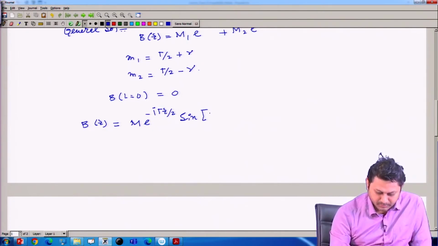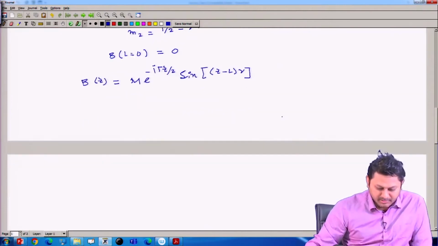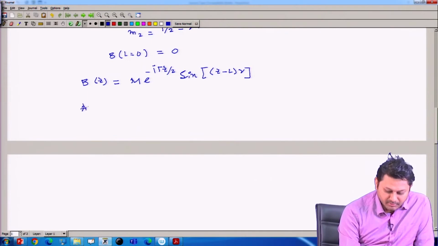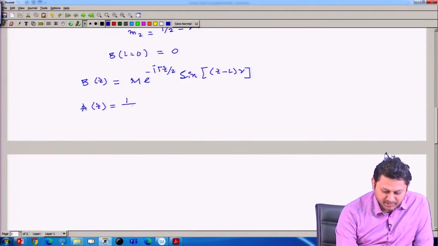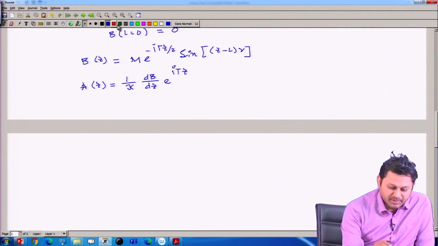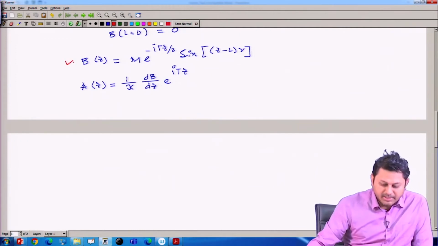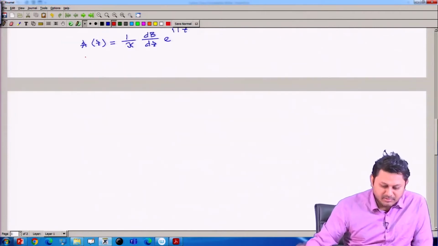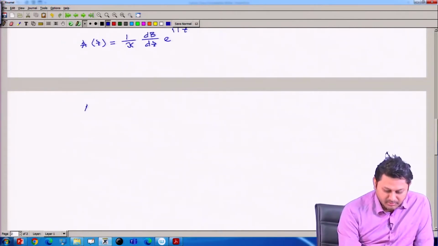Sine of z minus L gamma, that is the solution of B. In a similar way, you can find out the solution of A. I am writing the solution, because A is, let me first write what is A, it is 1 by kappa del B del Z e to the power of I gamma z, that was A. So, from this B, whatever the value I find as B, I can write the solution for A.